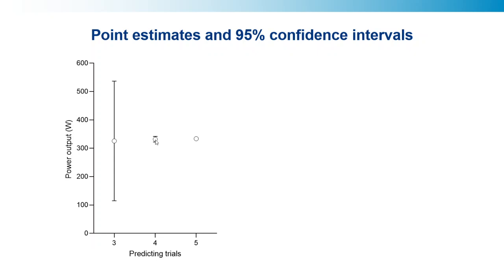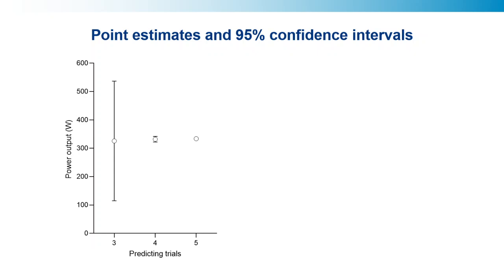Now, these data are from the plot in the last slide so you can understand where the data have come from. But the error bars here are the 95% confidence intervals. Now they're so small in the 5 predicting trials case you can't see them. You can just about see them in the 4 predicting trials, and then in the 3 predicting trials they're absolutely massive. And what I've done here is I've just removed the longest trial.